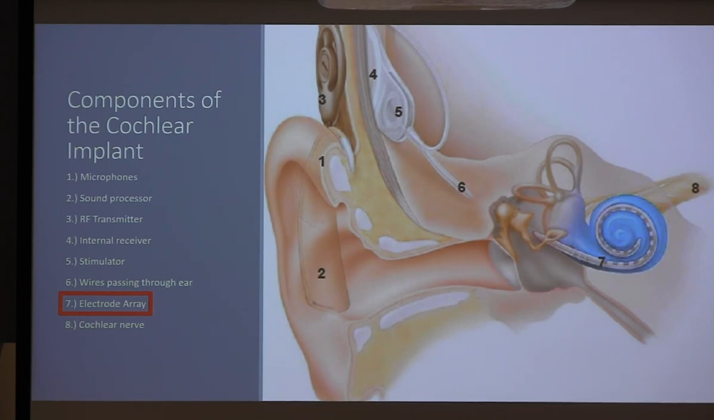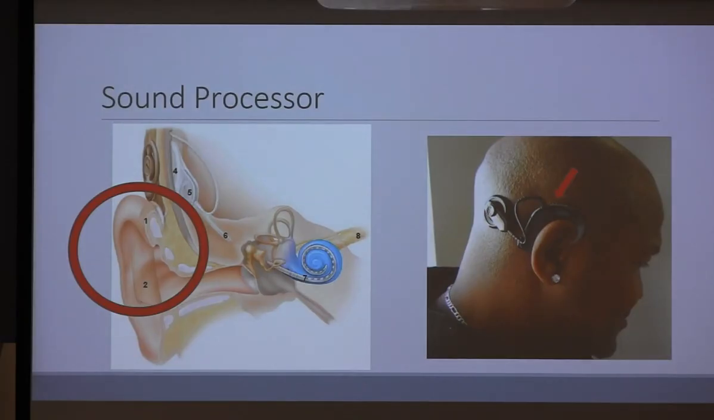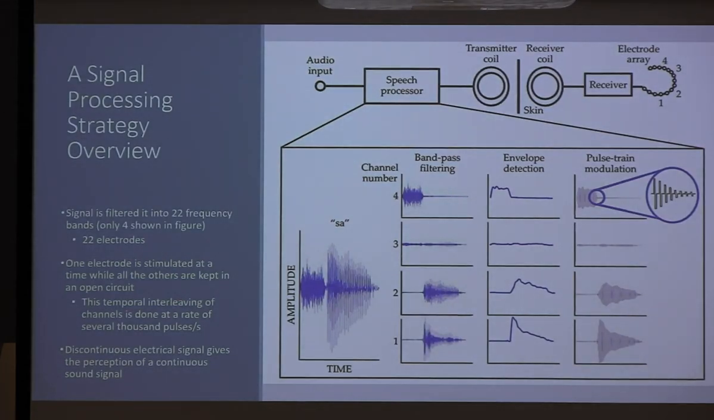But the other really important part is the sound processor. It's behind the ears. You can't really see it in this image, so here's another. The sound processor is this part behind the ear. Here I'll describe an overview of a certain signal processing strategy. There are lots of different processing strategies out there, so this is an example of one way that the cochlear implant might work.